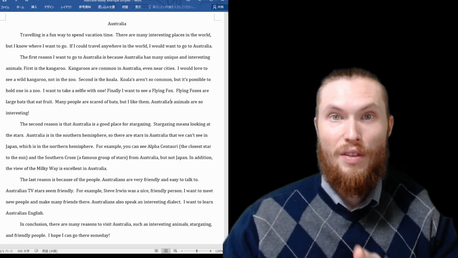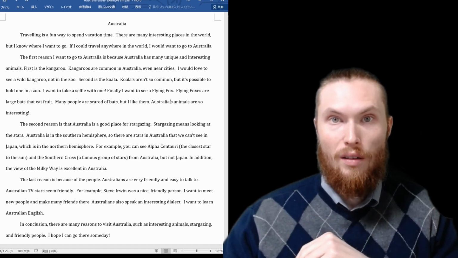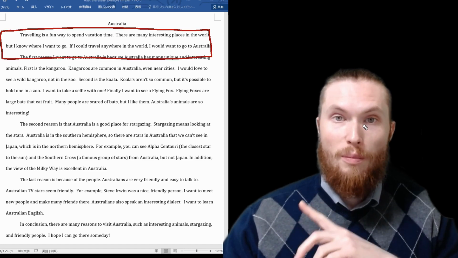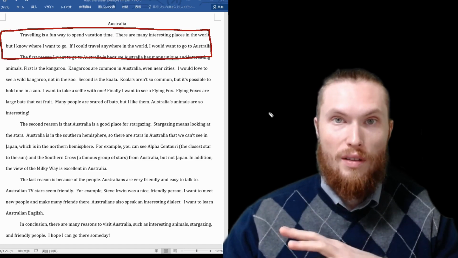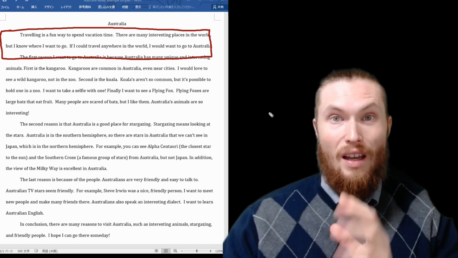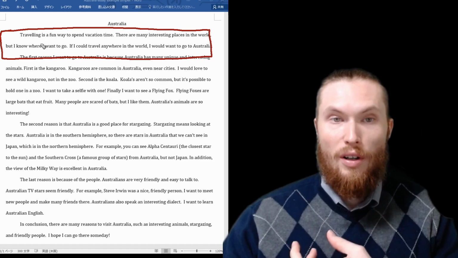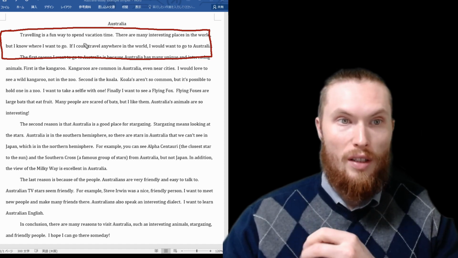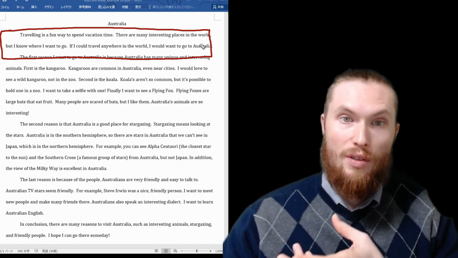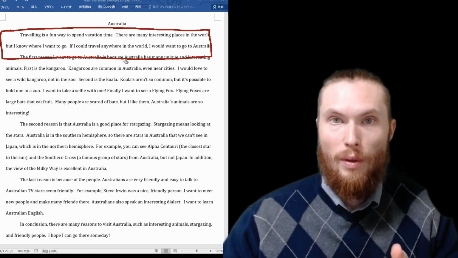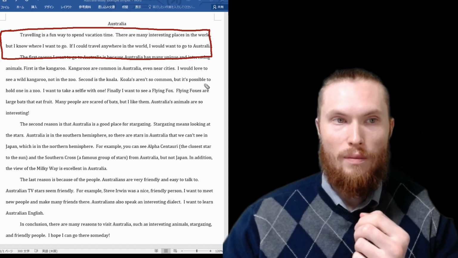Okay, now that you've read the essay, let's break it down. So let's take a look at the introduction paragraph. In the introduction paragraph, the first one or two sentences introduce the background, and then the last sentence is the thesis statement. So in this paragraph, traveling is a fun way to spend vacation time. There are many interesting places in the world, but I know where I want to go. If I could travel anywhere in the world, I would go to Australia.